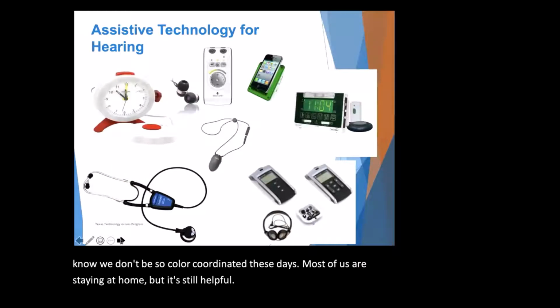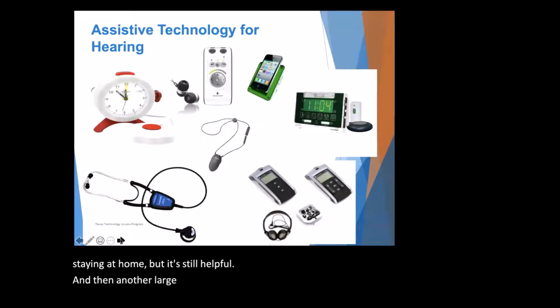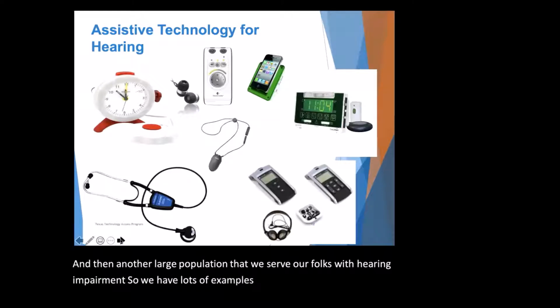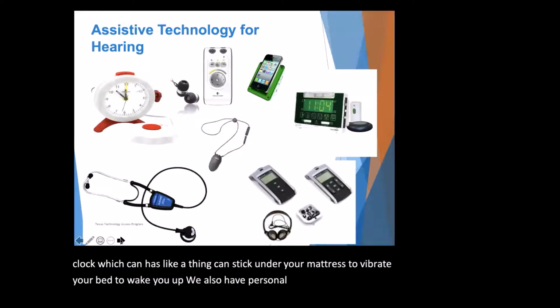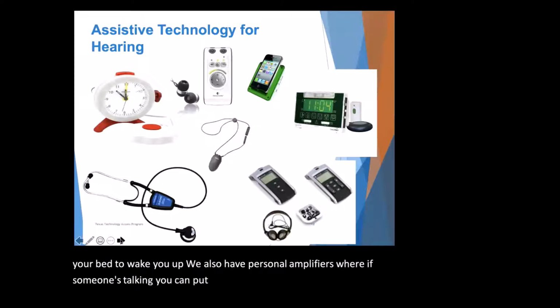And then another large population that we serve are folks with hearing impairments. So we have lots of examples here. On the top left is an alarm clock, which has a thing you can stick under your mattress to vibrate your bed to wake you up. We also have personal amplifiers where if someone's talking, you can put that microphone by them and you can hear what they're saying much better.